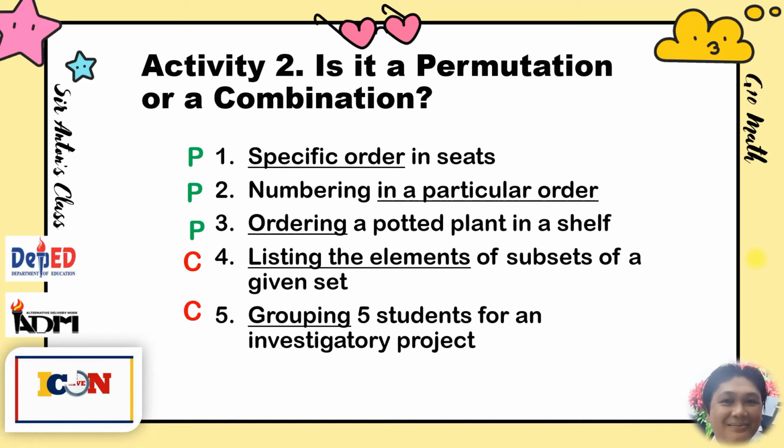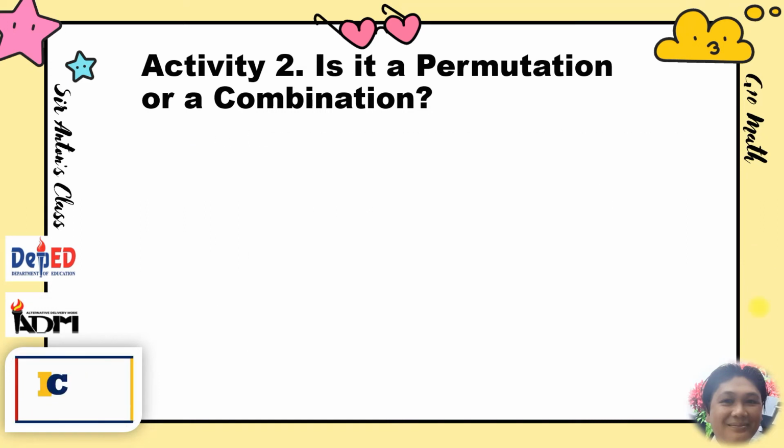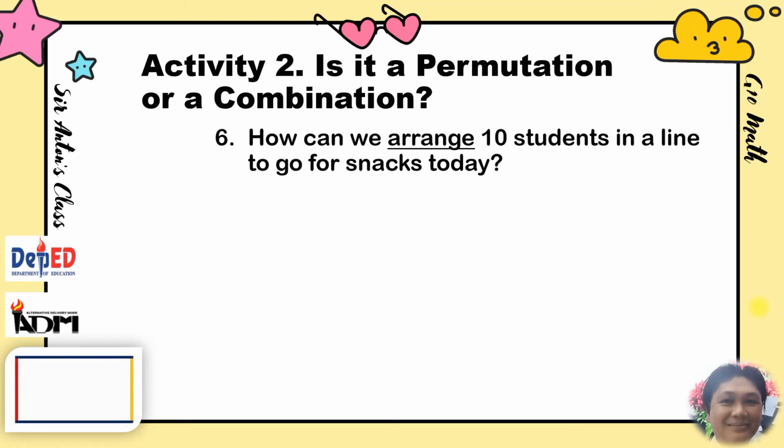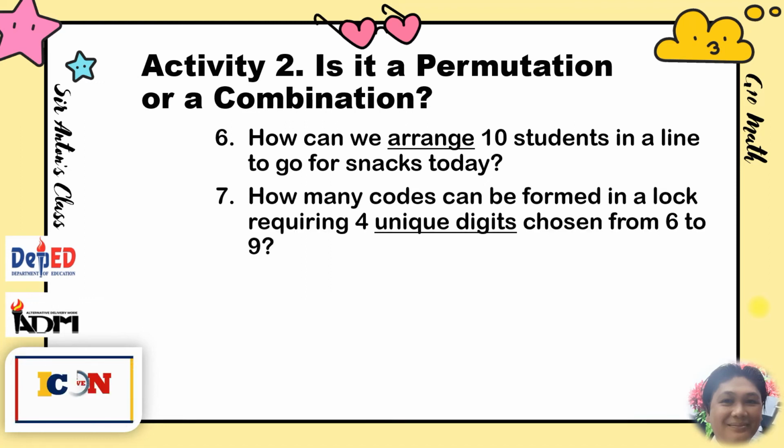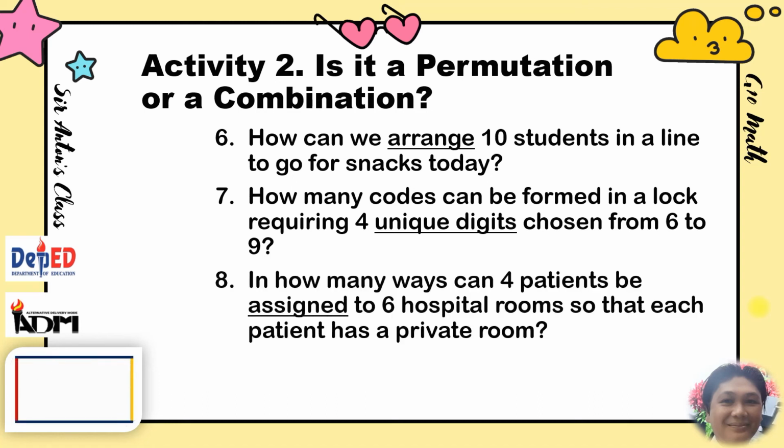Let's proceed to number 6 of the activity 2. How can we arrange 10 students in a line to go for snacks today? Number 7. How many codes can be formed in a lock requiring 4 unique digits chosen from 6 to 9? And number 8, in how many ways can 4 patients be assigned to 6 hospital rooms so that each patient has a private room? Now for number 6, as you can see there, the underlined word is arrange.